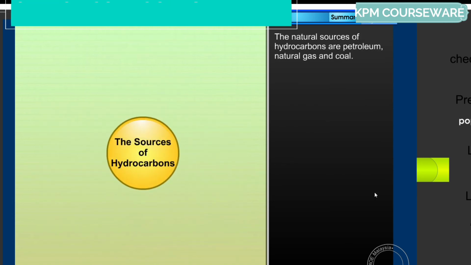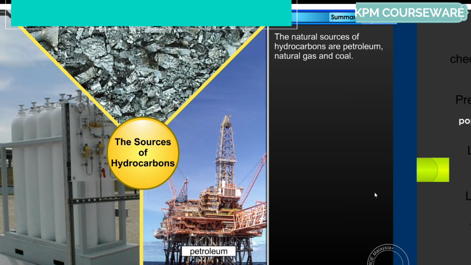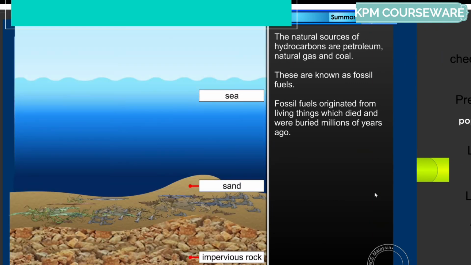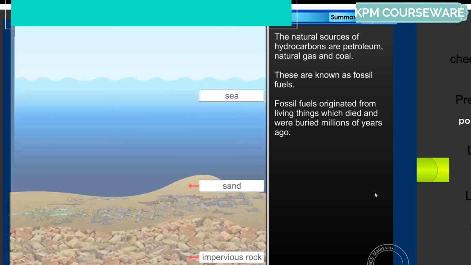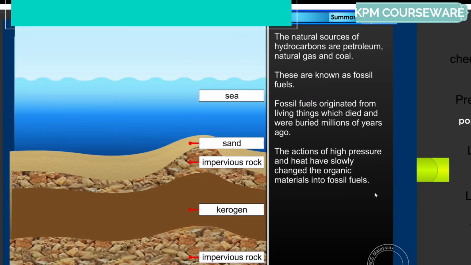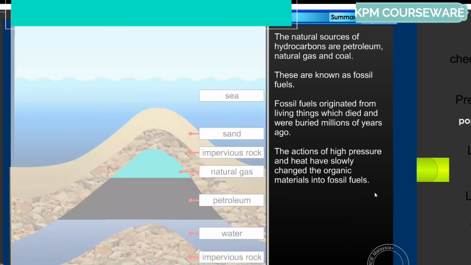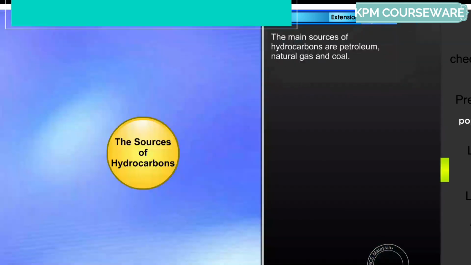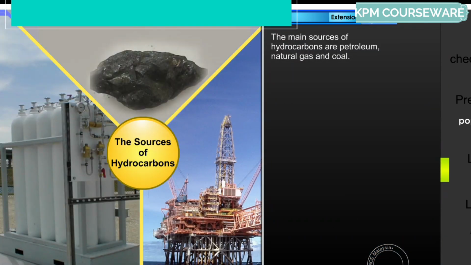The natural sources of hydrocarbons are petroleum, natural gas and coal. These are known as fossil fuels. Fossil fuels originated from living things which died and were buried millions of years ago. The actions of high pressure and heat have slowly changed the organic materials into fossil fuels. The main sources of hydrocarbons are petroleum, natural gas, and coal.